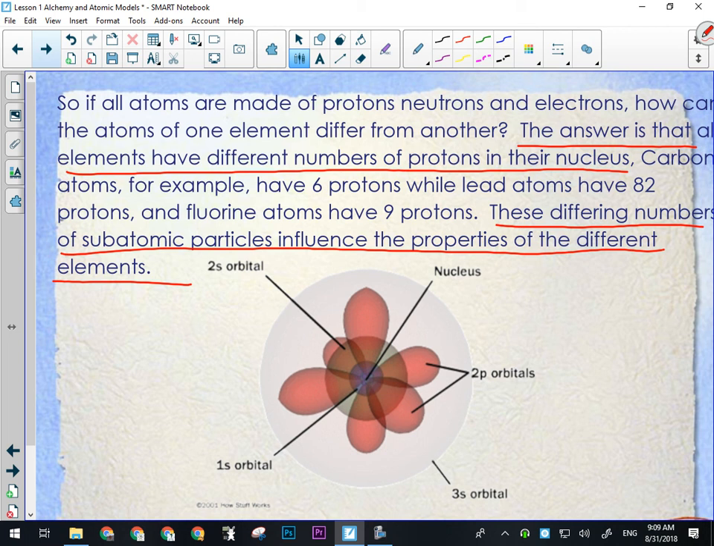So each atom would have a different electron configuration. One atom might have like a 1s, 2s, 3p, and then another one would have a 1s, 2s, 2p configuration. It all depends. It'll make more sense when you get there.